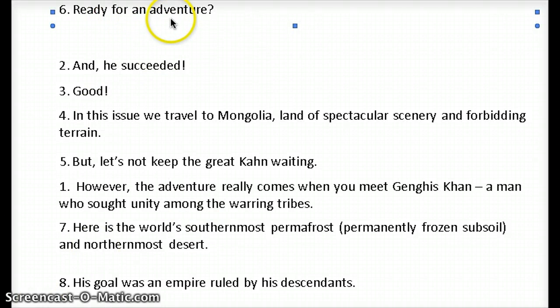So now we have sentence 6 at the top. So this is the beginning of our hook. Now usually if your hook starts with a question, your hook also needs to answer your question. So when you say to the reader, "Ready for an adventure?" you're expecting the reader to say yes. So I'm looking for something else that looks like a yes, and I see "good" here. Even though I don't see the word yes there, I know that the reader is saying yes. So I'm going to go ahead and move sentence 3 up to the top to follow sentence 6. Okay, so far we have a 2-sentence hook. "Ready for an adventure? Good!"